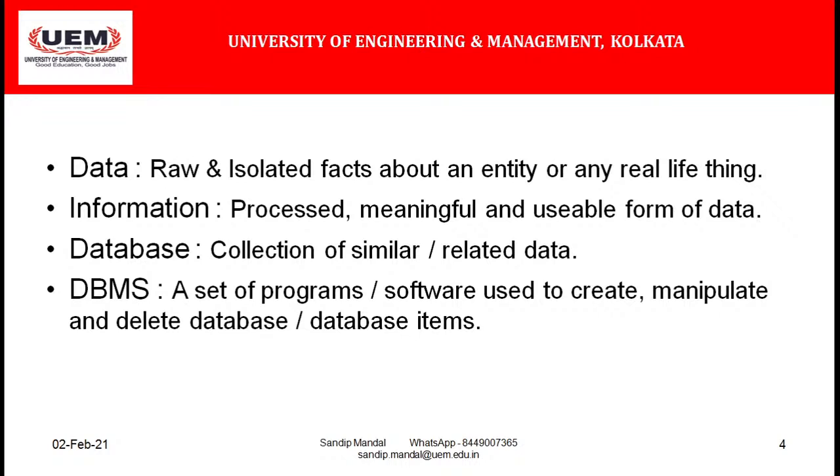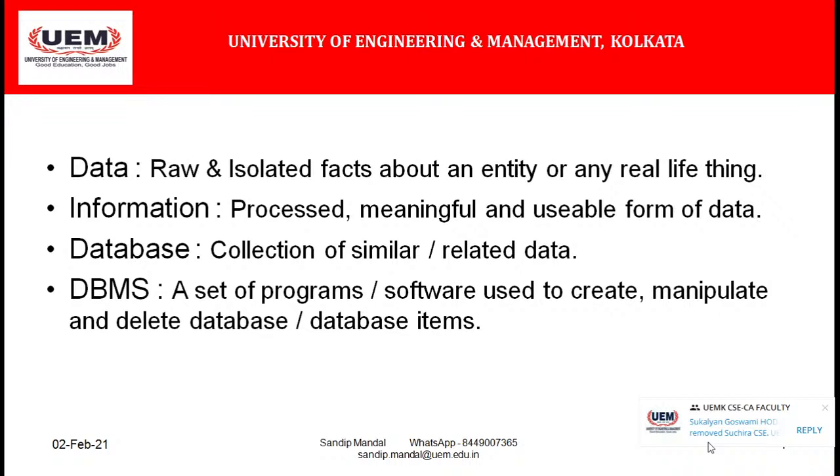Data is raw or isolated facts about an entity or any real kind of things. For any real kind of things, the raw or isolated fact can be considered as the data. For example, any physical identifiable objects must have some kind of data. For example, one person is there, now you categorize whether this person is male or female, then you categorize that this person is male. After that you categorize what is the name of this male person, maybe for example Rahul Roy. Then you categorize that the name is Rahul, surname is Roy.